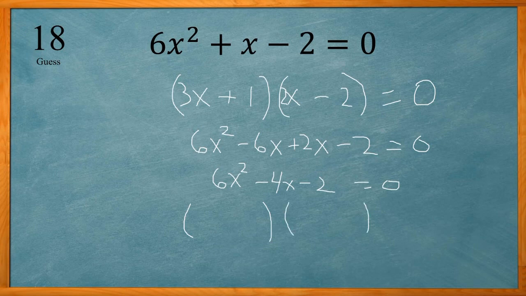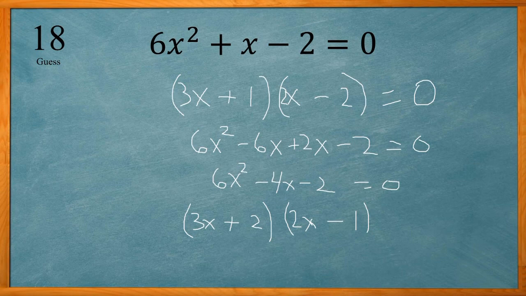so again, I need 1 and 2. Let me just put the 2 here and the 1 here. And again, I need 6 with the first two terms here. So let me try 3 here and 2 here. And let's try a negative here and a plus here.